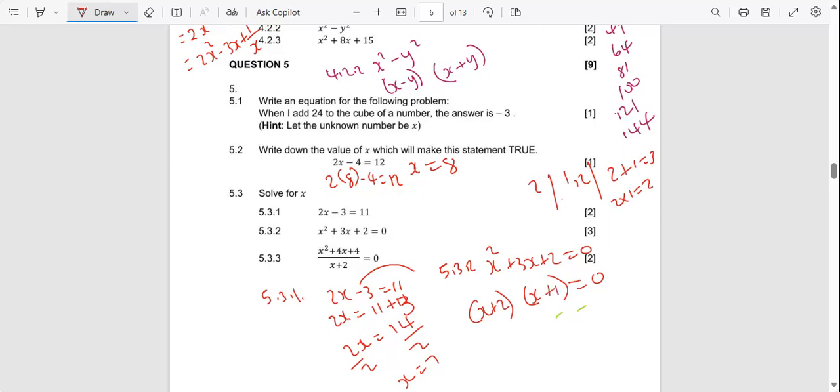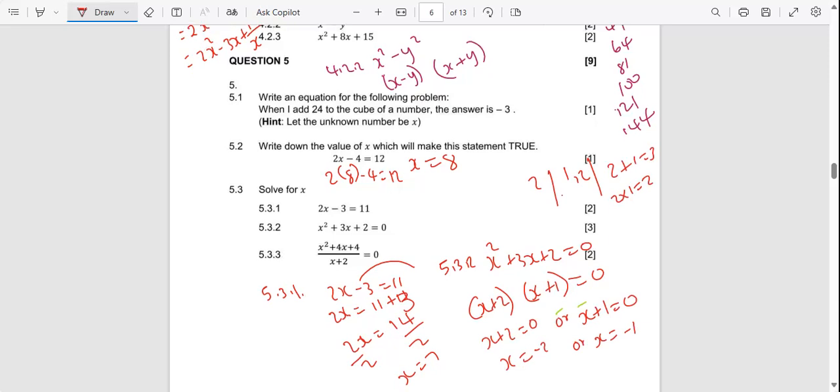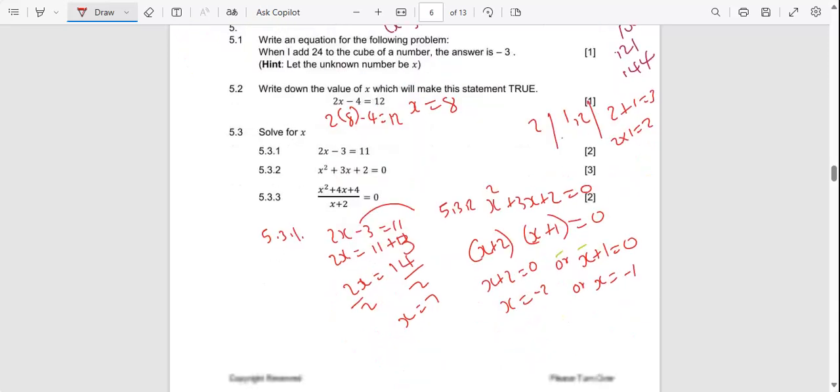We are not done yet, guys. x plus 2 is going to be 0. We're going to conclude now. x is going to be, I'll take this to this side, negative 2, or x is going to be negative 1. And then we are left with 5.3.3.